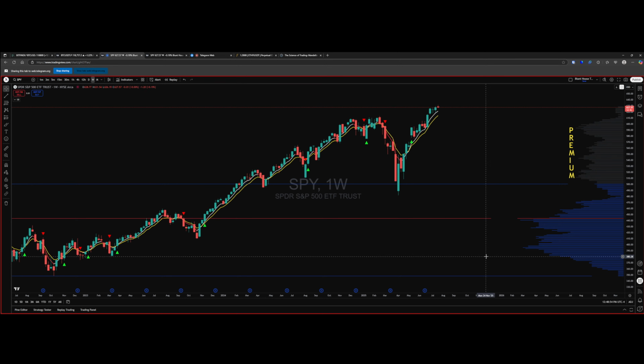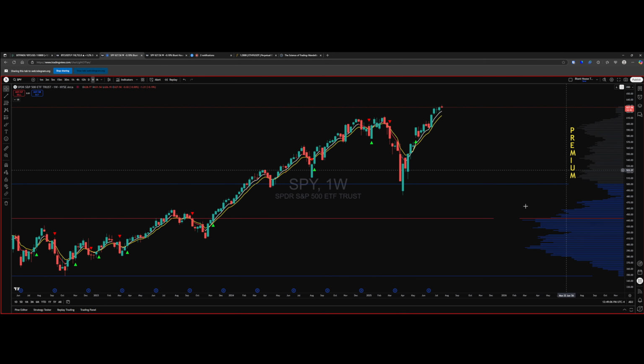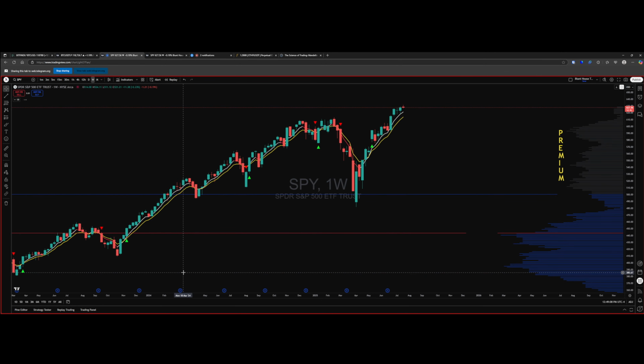So we know that's lighter trading, and I always consider this to be a premium. Right? This is where the value ranges are. This is a premium. On the downside, it would be a discount, but right now, this is a premium. Is it a bullish chart? Yes.